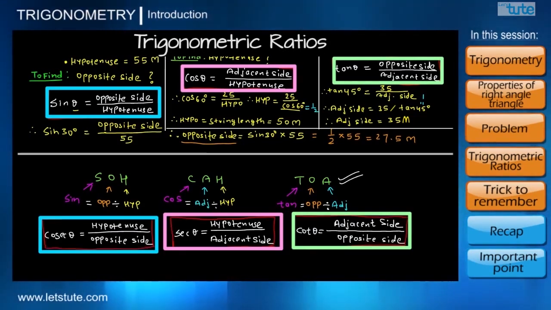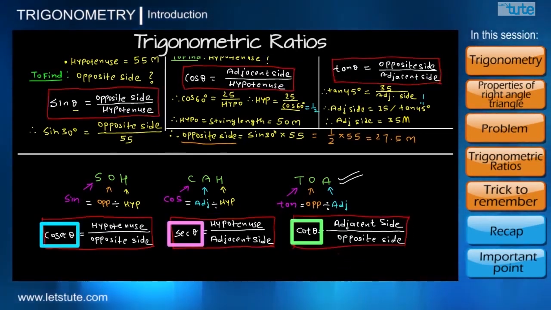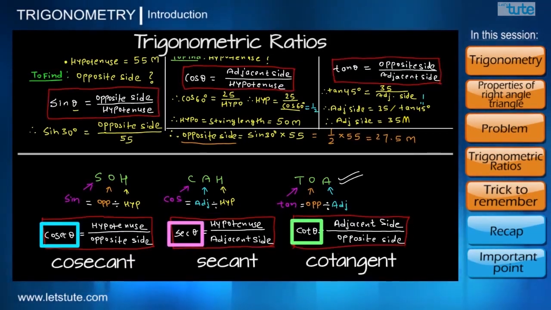So these 6 ratios are the only possible ratios that can be made by using the three sides. Note that in place of sine theta, we can also use cosec theta, and in place of cos theta, we can also use sec theta, and similarly in place of tan theta, we can also use cot theta. Cosec theta, sec theta and cot theta are the short forms of cosecant theta, secant theta and cotangent theta respectively.